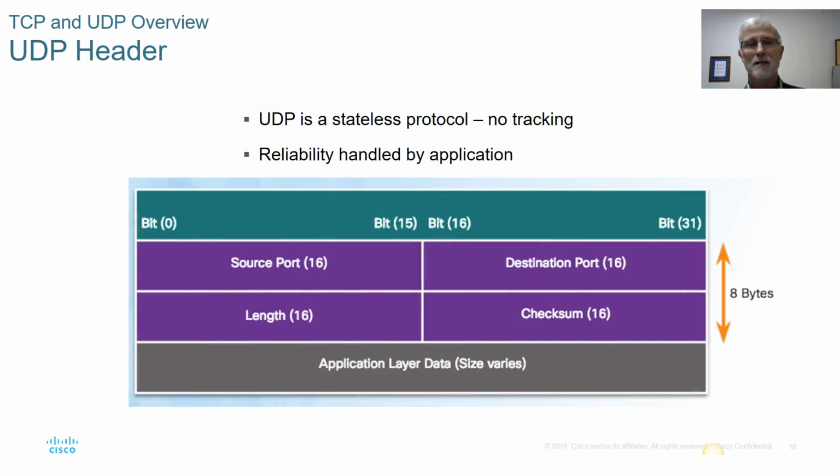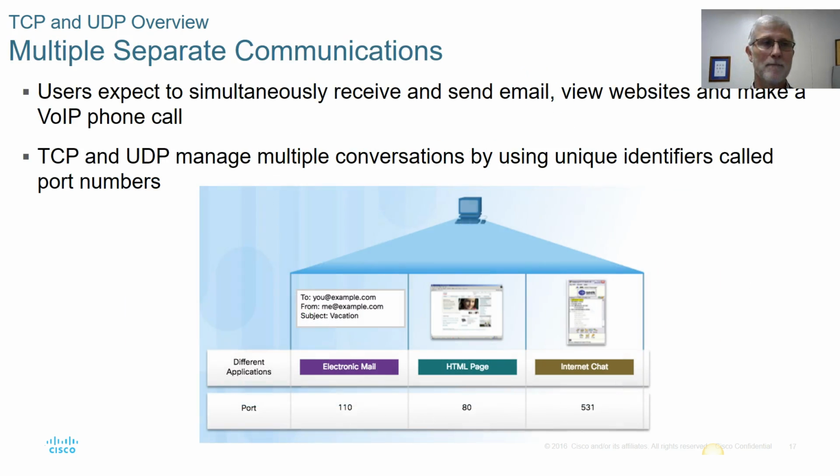And with that, the header size is a whole lot smaller, and all it has is source and destination ports, the length, and the checksum. So it's not a lot of data, not a lot of overhead.